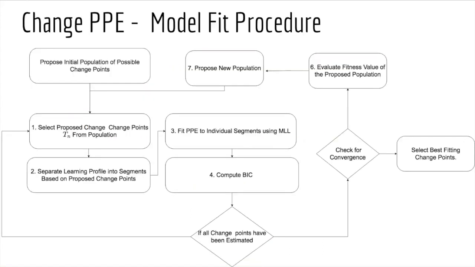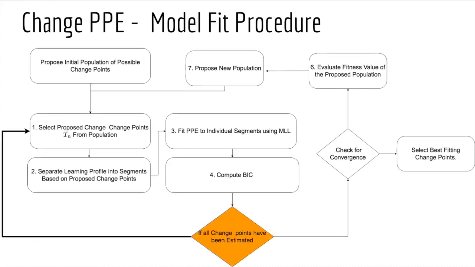We'll now review the change detection procedure used to fit the change PP using a genetic algorithm. First, the genetic algorithm proposes a population of multiple sets of potential change points within an individual's learning history. Then, a single set of change points is selected. The individual performance is separated into individual segments, and for each segment, the PP is fit using maximum likelihood. From these fits and the number of free parameters, the BIC is calculated. This process continues until each individual set of possible change points has been evaluated.